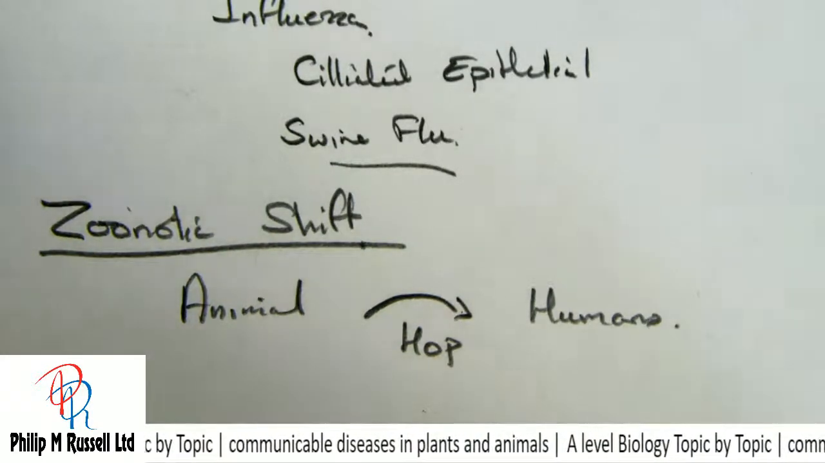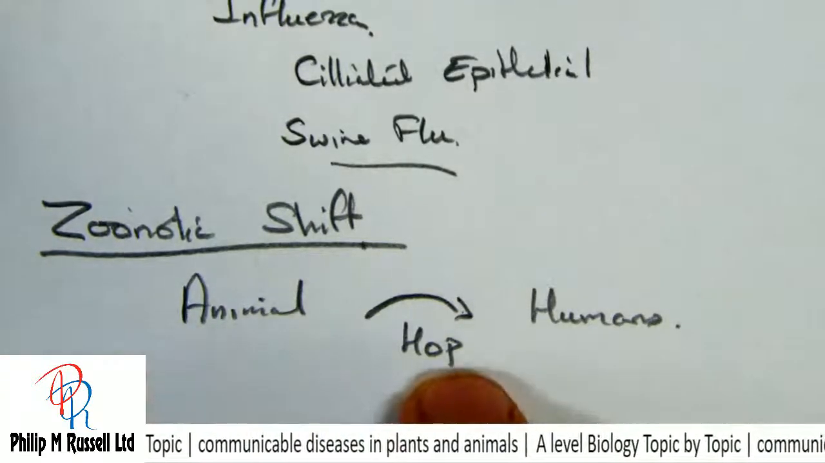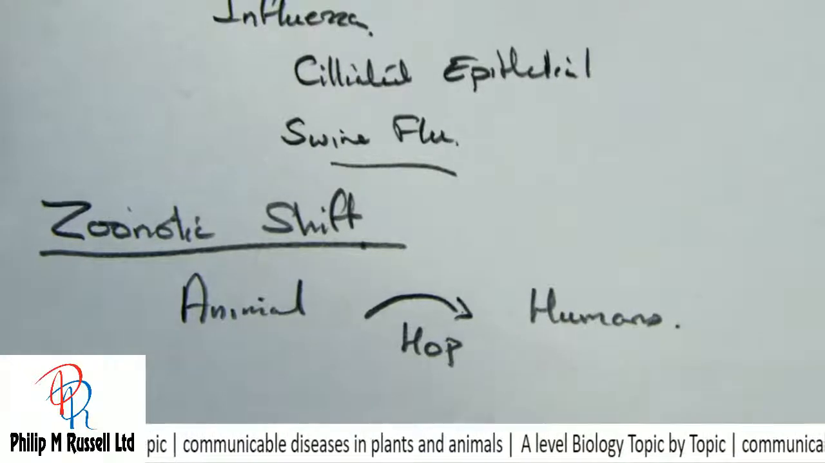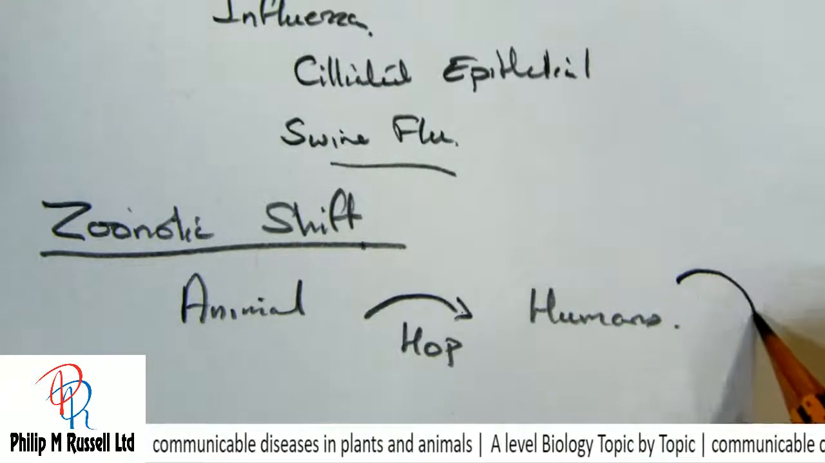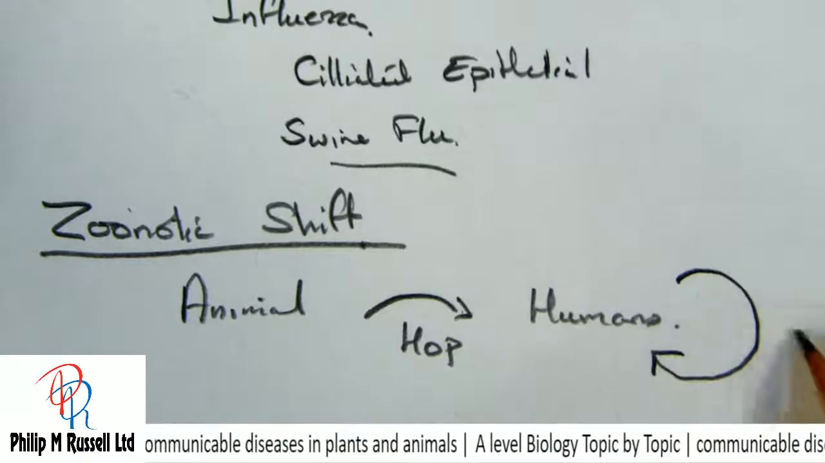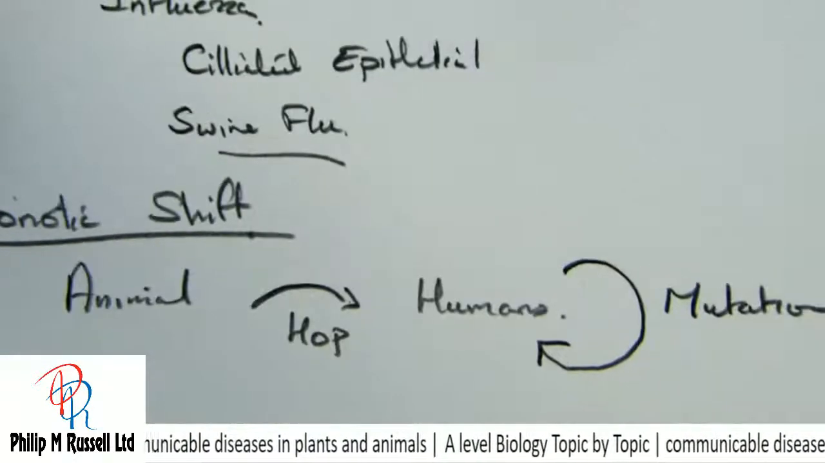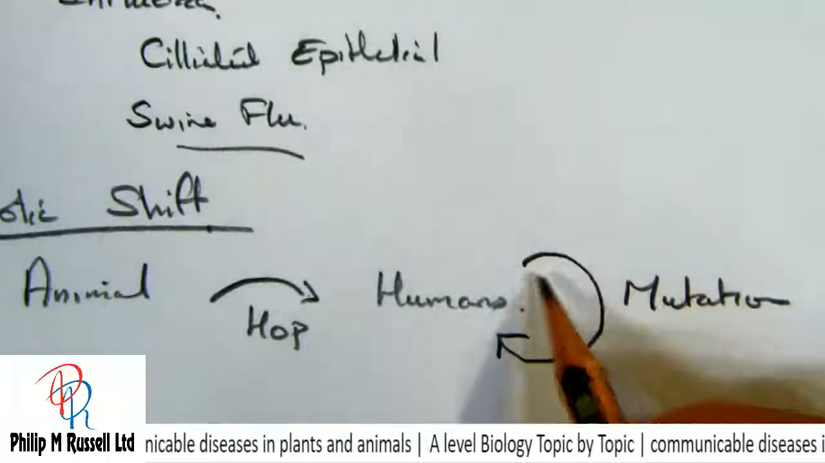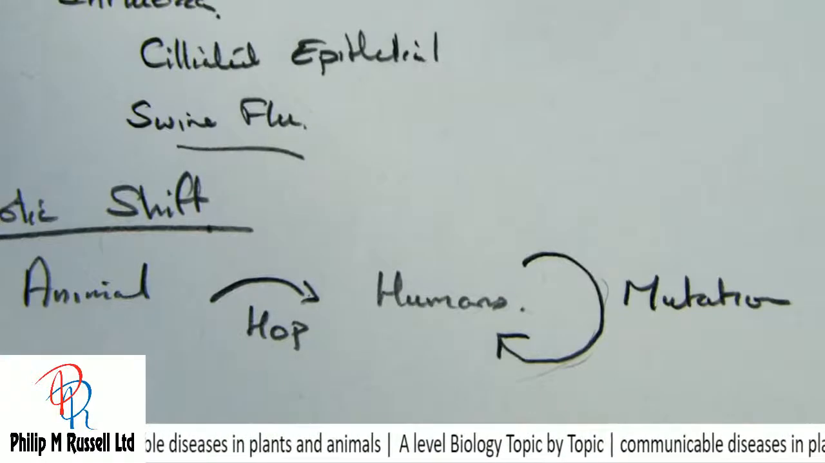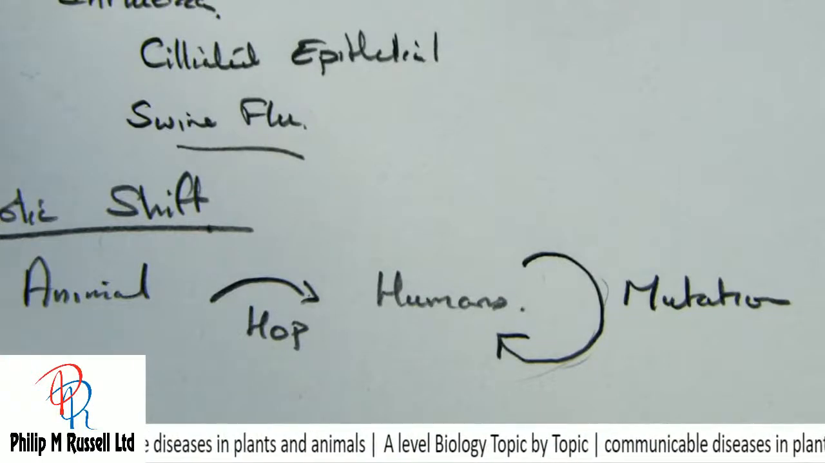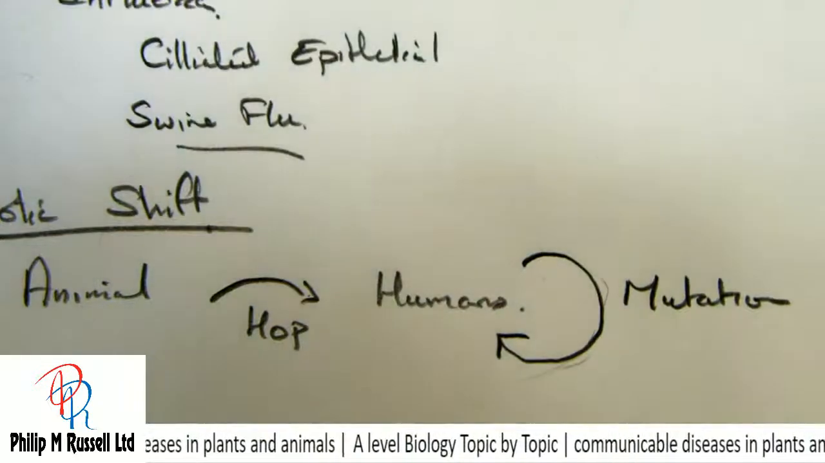But the animal somehow can allow this virus to hop from animal to human, and then we need another mutation, and in this mutation it's able to go from human to human, and this is what we're looking at with something like COVID-19.